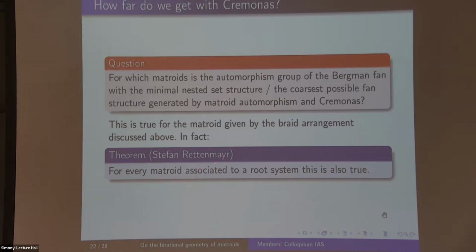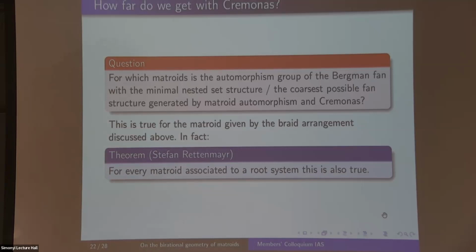And a student of mine checked that this is also true for the other root systems. If you do B, N, and C, you will have Cremonas, and together with the matroid automorphisms, they will do everything. In the other cases, you don't have Cremona basis, but the automorphism group of the coarse Bergman fan is not larger than the one of the fine Bergman fan, and it coincides with the automorphisms of the matroid. So in this case, also matroid automorphisms and Cremonas are enough because there is no more.